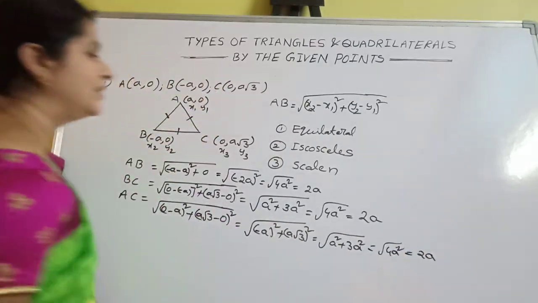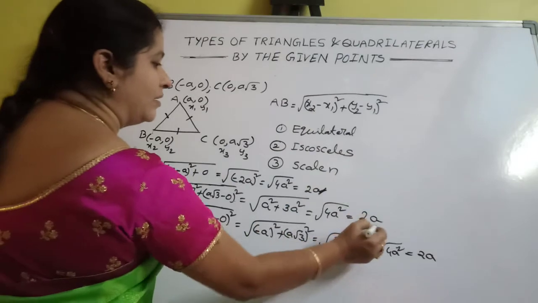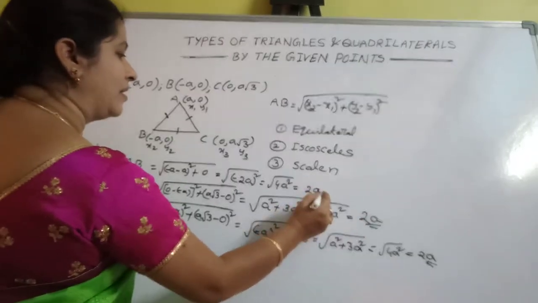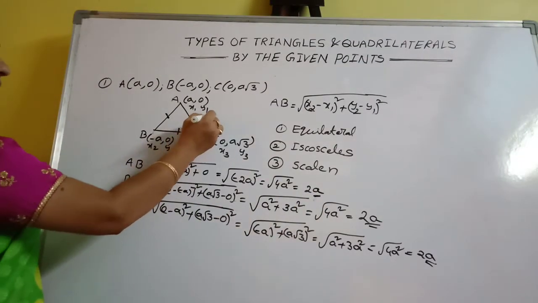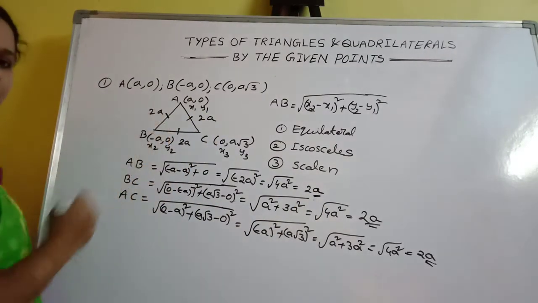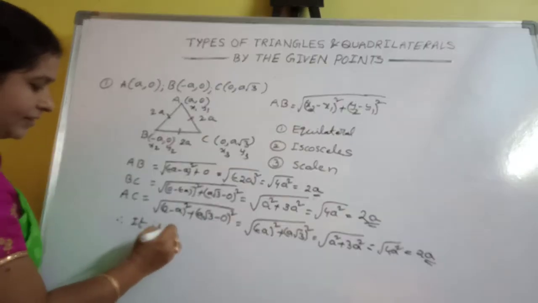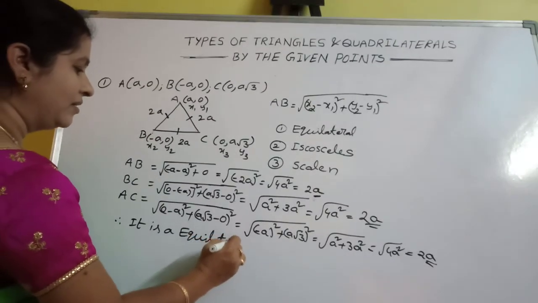So observe this: all the three sides' values are equal here. It is also 2a, it is also 2a, it is also 2a. Therefore it is an equilateral triangle.